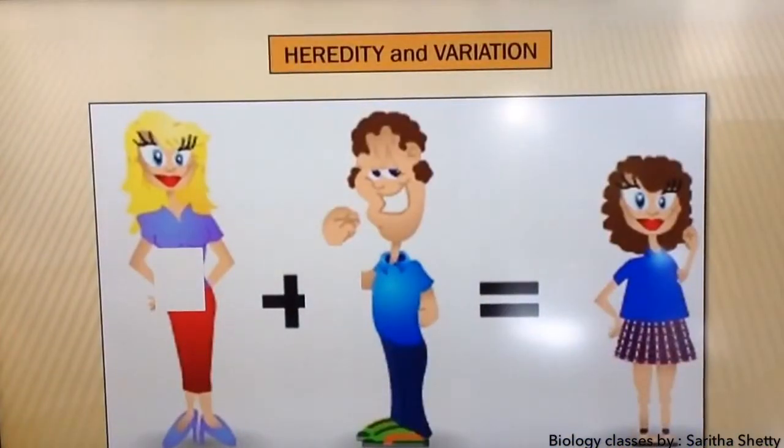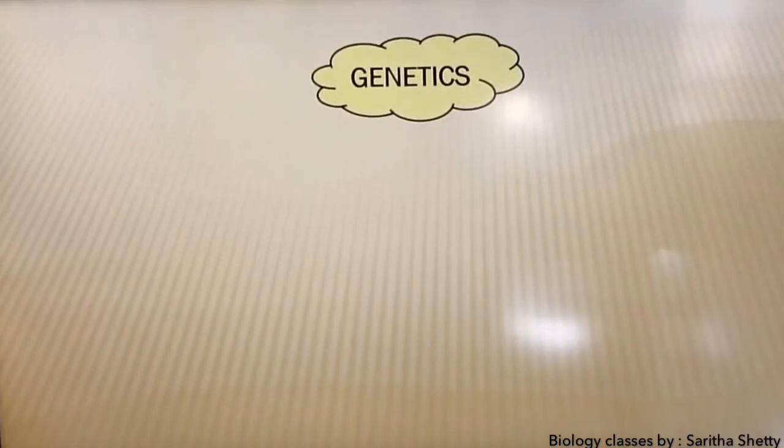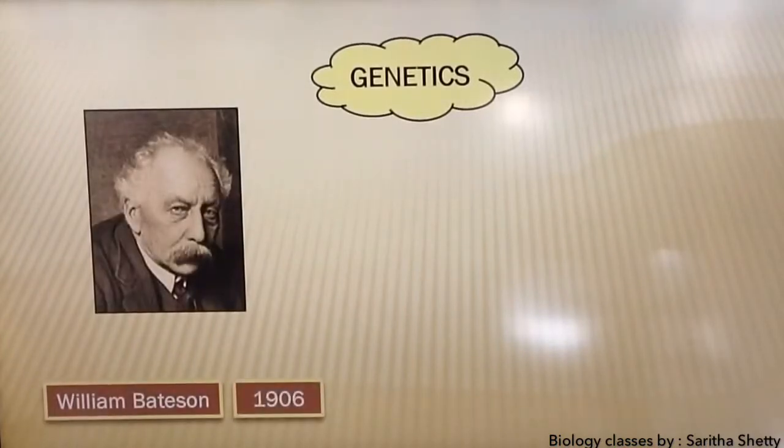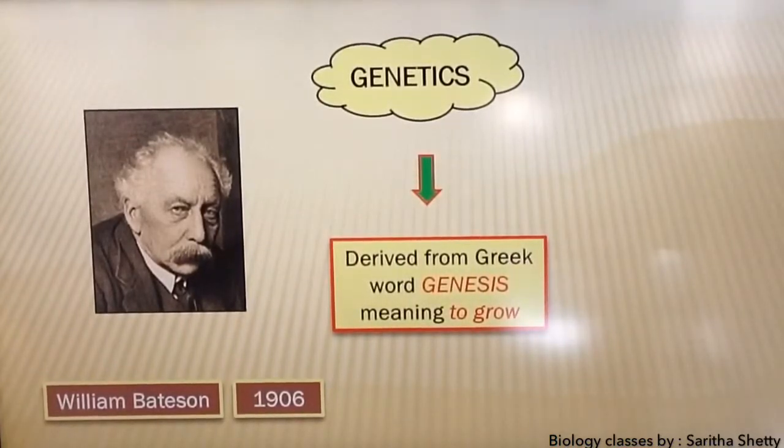This study, where we study resemblances and variations, that is, the totality of the study of heredity and variation, is what we call genetics. The term genetics was first introduced by the scientist William Bateson in the year 1906. The term is derived from the term genesis, which means to grow. Having studied genesis and genetics, now students, let's study some of the terms associated with genetics.